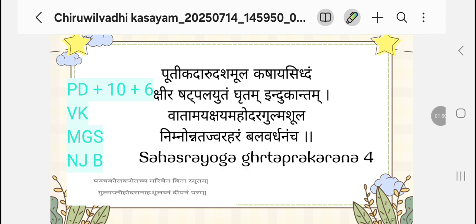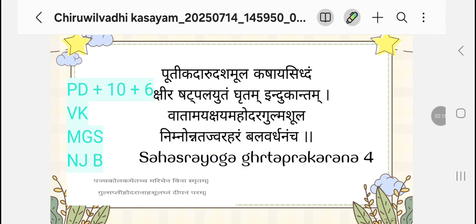Now just move on to the indications. The indication is Vata Amaya Kshaya. So it can be given in the Vata spectrum of disorders, and Kshaya means due to depletion condition, we can give this kashayam. We can give it in GIT related conditions also, like Mahaudara, Gulma and Shula. And then they have given it as Nimnottara Jwaraharam Balavardhanam Cha.